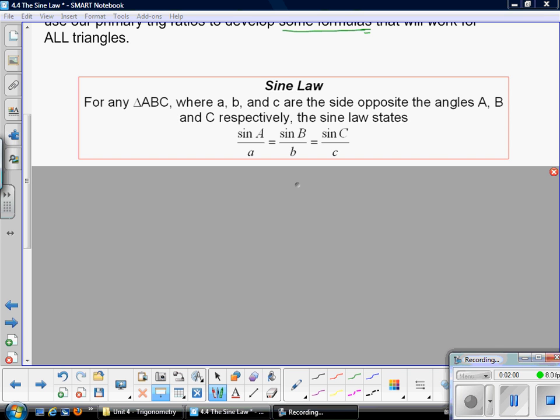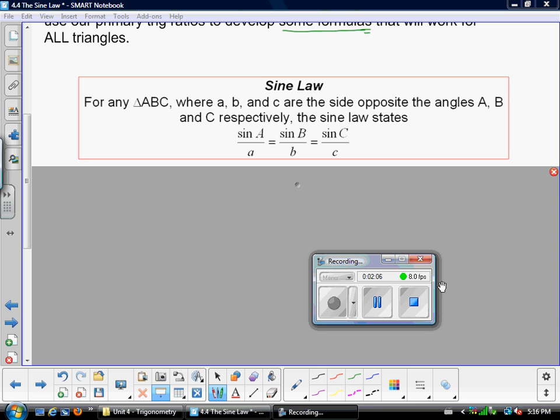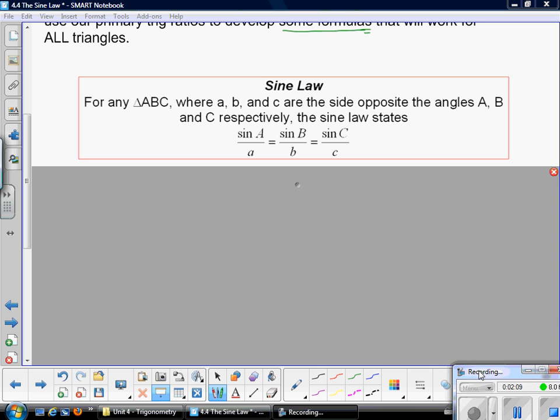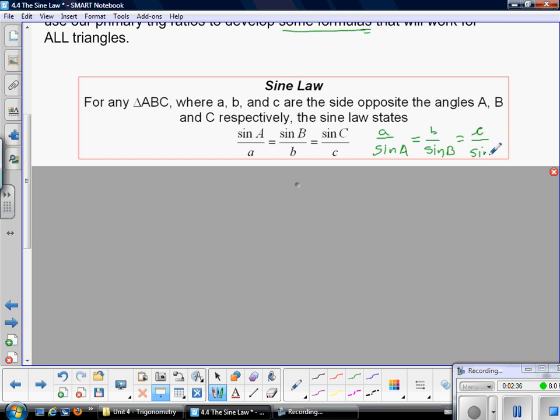What I mean by flipped around is that I could write it a different way: side a over the sine of angle A equals b over the sine of angle B, which equals c over the sine of angle C. So either way works. You can use either one.